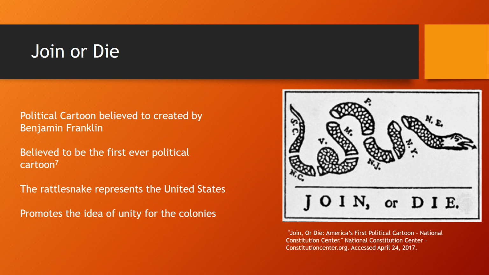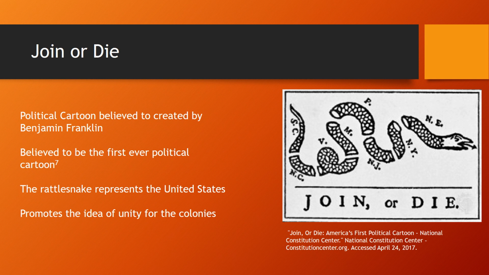All right, next little piece of propaganda we have here is a political cartoon. It's said to be created by Benjamin Franklin. This little cartoon is known as Join or Die, as you can see in the image here. This is believed to be one of the first political cartoons in America. As you can see in the image, the snake is supposed to be a rattlesnake. The rattlesnake would be a common symbol to represent the United States.